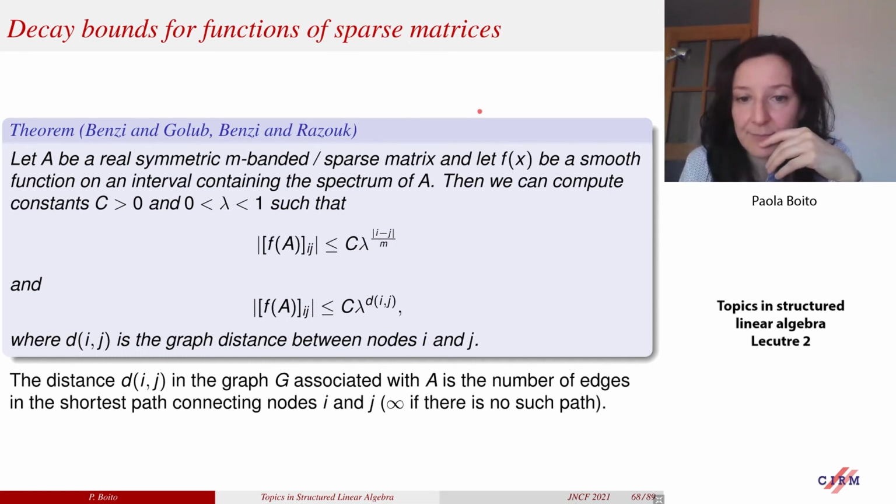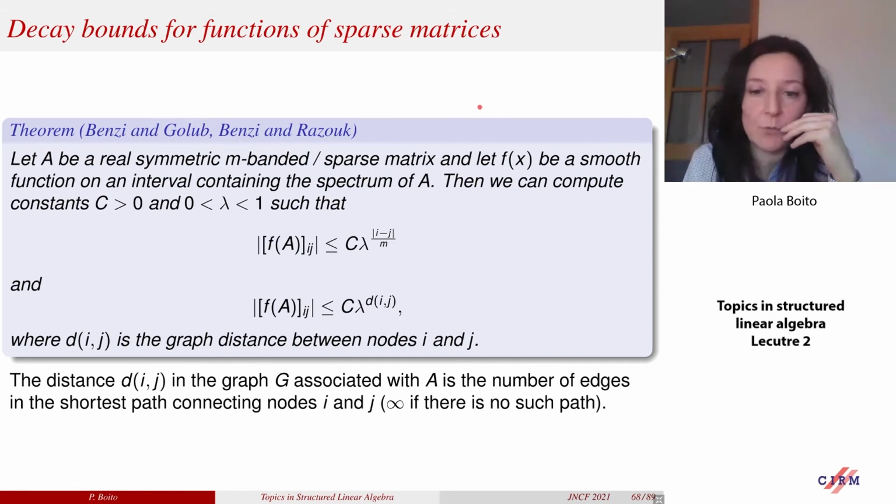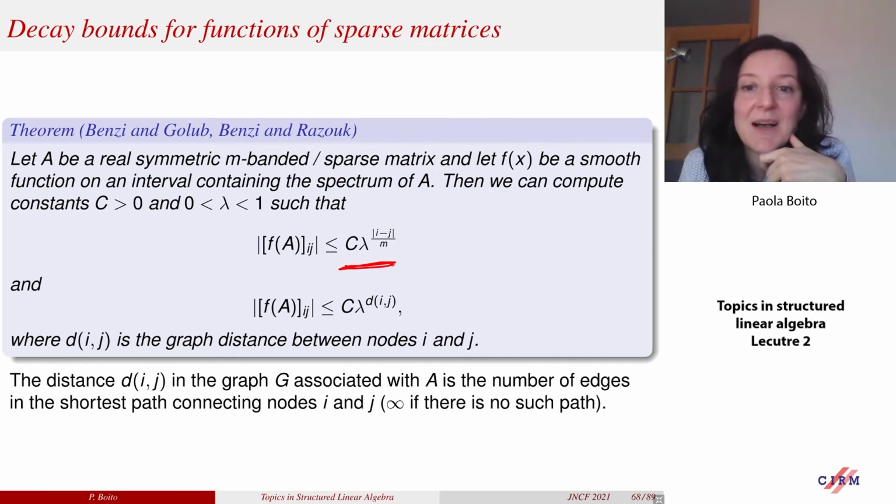Then we can compute constants C and lambda, C positive, lambda between 0 and 1, that depend on the function and on the spectral properties of the matrix A, such that in the banded case, the ij-th entry of f(A) in absolute value is bounded by, this is exactly the kind of exponential bound we were looking for, C times lambda to the power of absolute value of i minus j over n. So we have an exponential decay of these entries with respect to the distance from the main diagonal described by this i minus j. And as we can expect, the decay is faster if the bandwidth n is smaller, and it's slower if the bandwidth is larger.